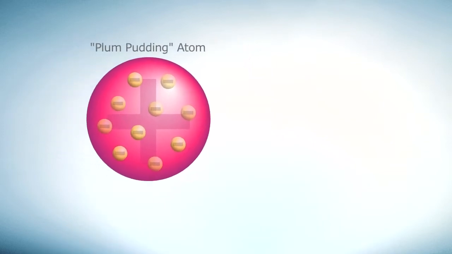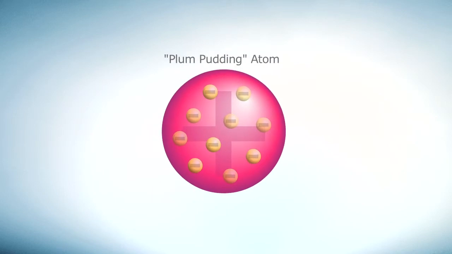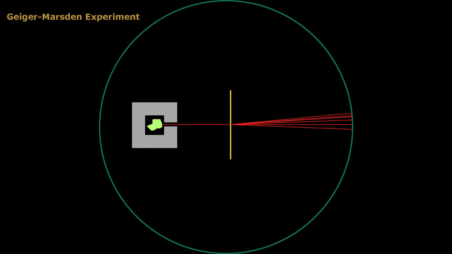The next step was to test the plum pudding atomic model. Students of Rutherford, Geiger and Marsden, put a radioactive substance, like radium or uranium, I'm not sure what it was, but an alpha particle emitter, anyway, in a lead box so that the radioactive alpha particle emissions would be pretty much blocked, except they were allowed to escape through a small hole in the front of the box.